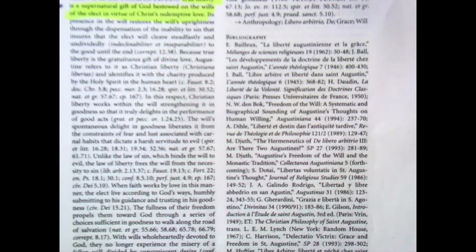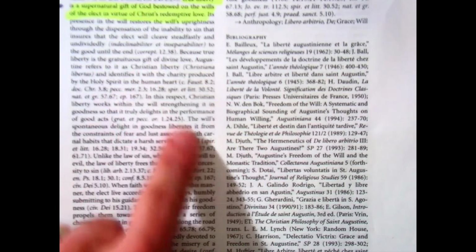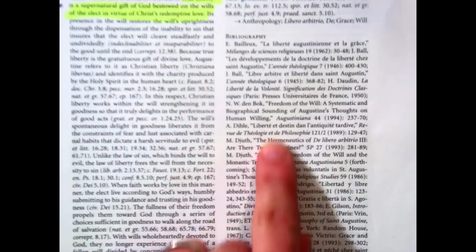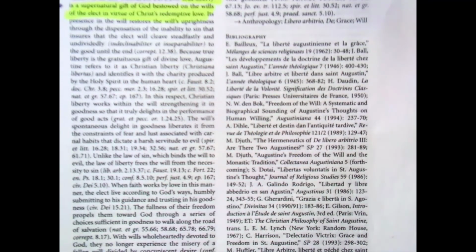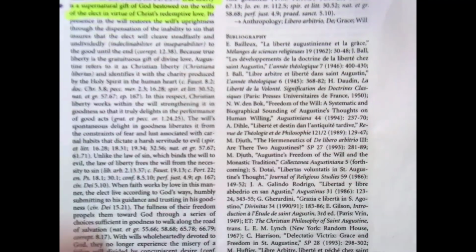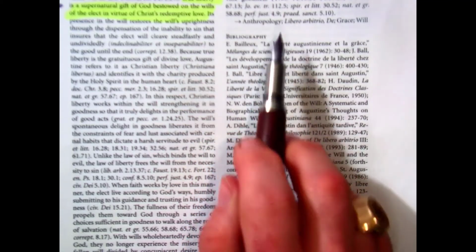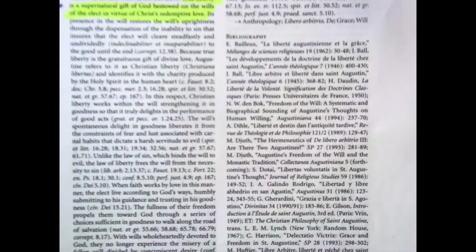All right, so we've got the main entry. We've got reference to the original language. In this case, for Augustine, it's Latin. We've got copious references to Augustine's own works. We've got a high-caliber bibliography at the end. There's something else going on at the end of the entry here, and that is reference to other places in this same encyclopedia or dictionary where you could find related information.